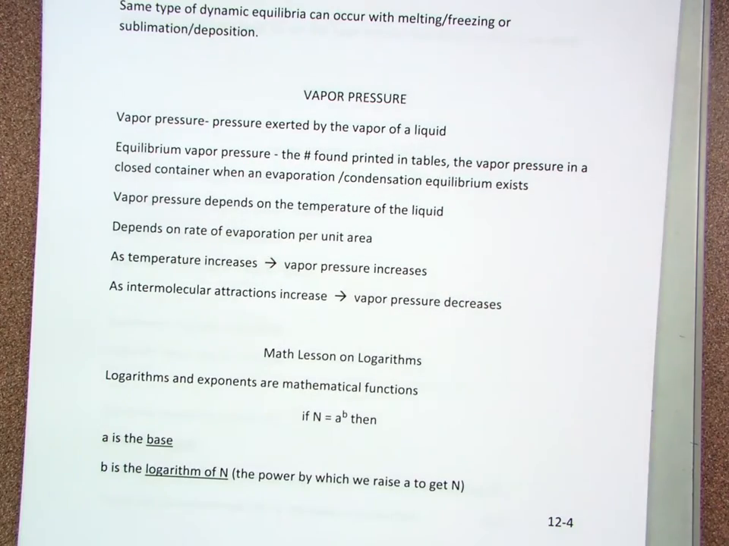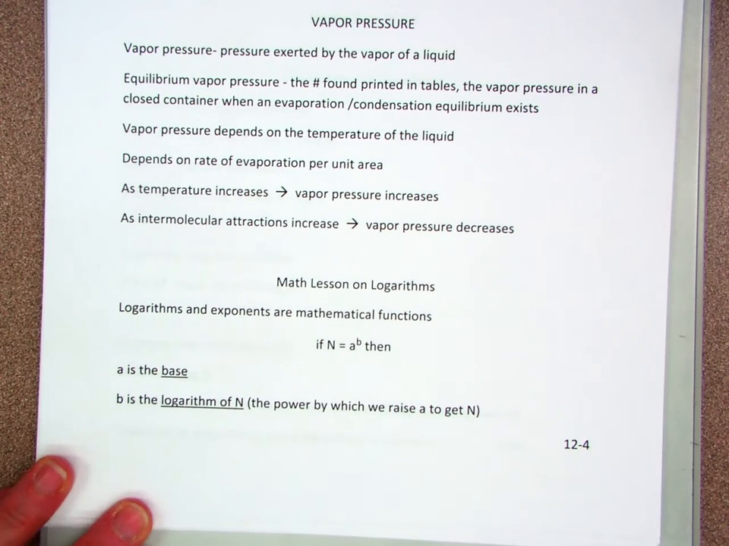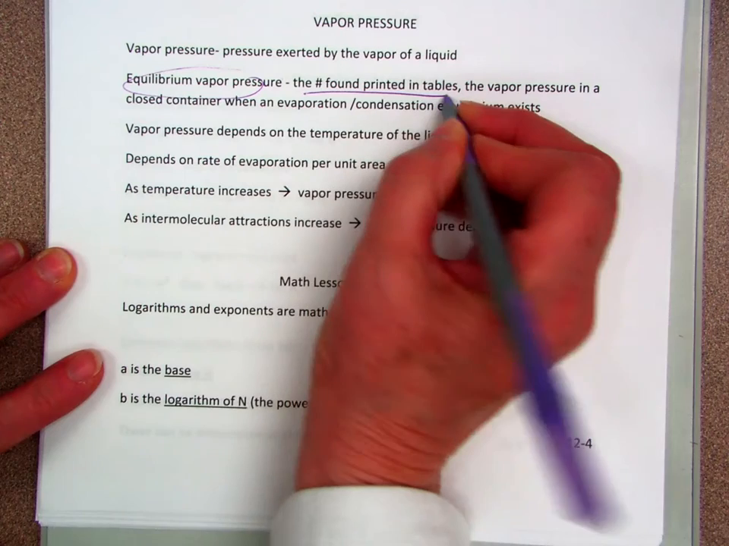So now, when we have this material evaporating, we have vapor or a gas, and it has a certain pressure. And we talk about vapor pressure. It's the pressure exerted by the vapor of a liquid. The equilibrium vapor pressure is the vapor pressure we would have in a sealed container when we've reached equilibrium, and the material is evaporating and condensing at the same rate. The equilibrium vapor pressure is the number found in the tables.